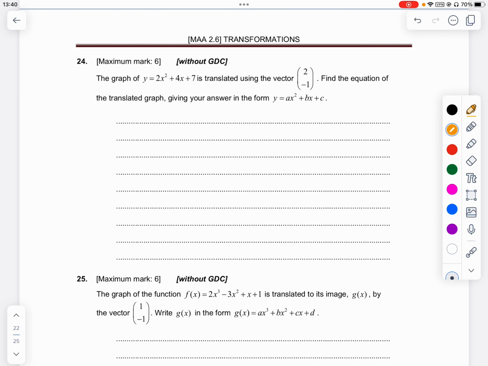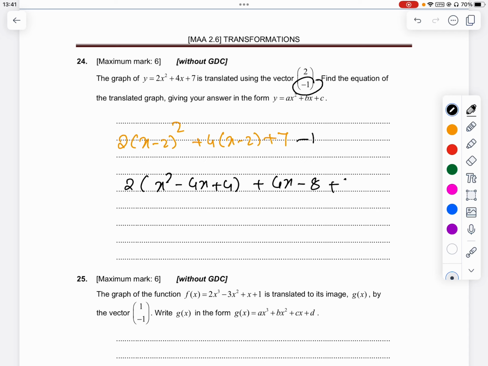Question number 24. Y equal to 2x square plus 4x plus 7 is translated with 2 comma minus 1. Find the equation of the translated graph. So x becomes x minus 2, and this minus 1 is over here, minus 1. So it becomes 2 times of x square minus 4x plus 4 plus 4x minus 8 plus 6. So finally it becomes 2x square minus 4x plus 6.